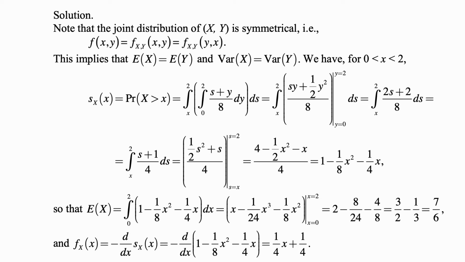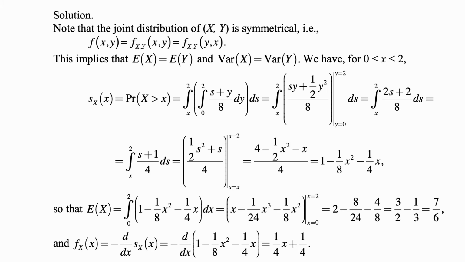We have, for x between 0 and 2, the survival function of X, which is the probability that big X is more than little x, is the integral from x to 2 of the integral from 0 to 2 of (s plus y) over 8 dy ds. I'm not using the variable x in the integral because I have it in the limit of the integral. Because we're looking for the probability that big X is more than little x. And that's the integral from x to 2 of (s y plus half of y squared) over 8, evaluated from y equal to 0 to y equal to 2, and then we take the integral of this with respect to s.